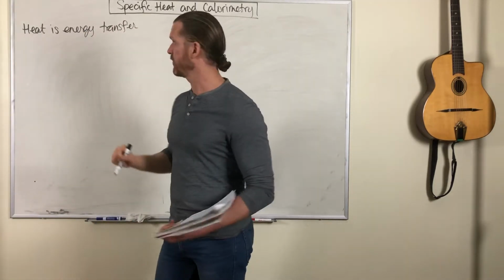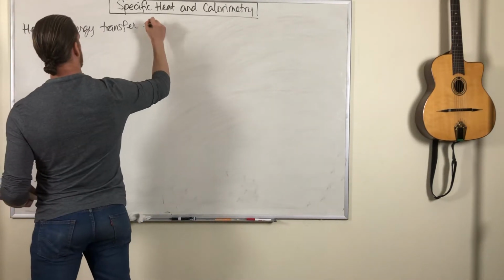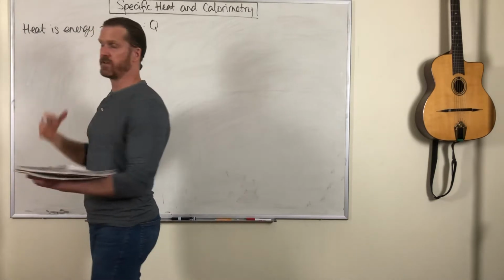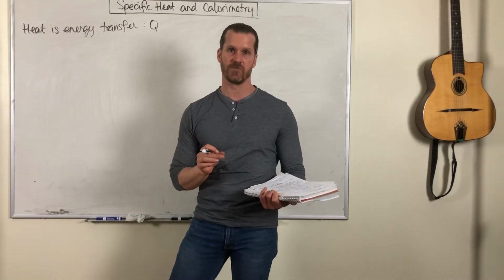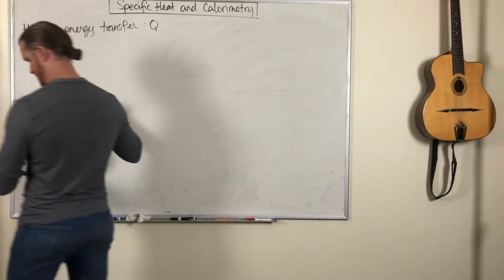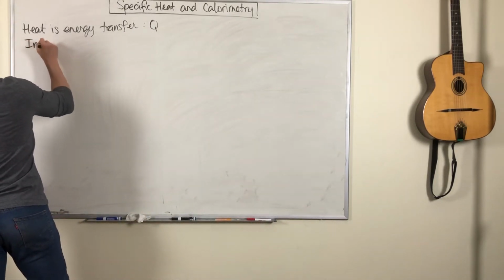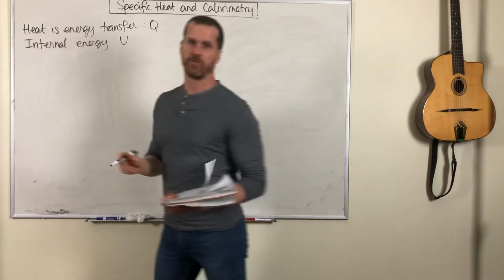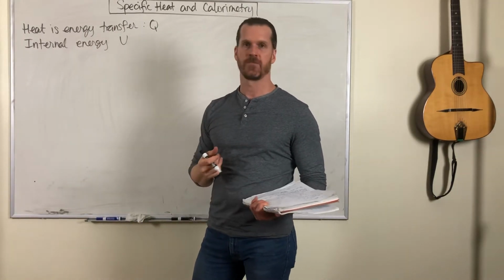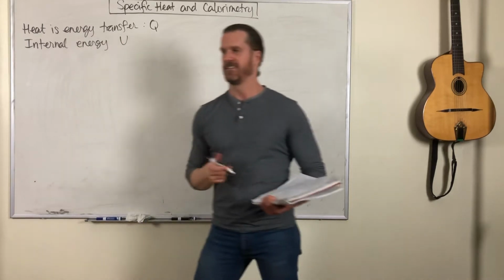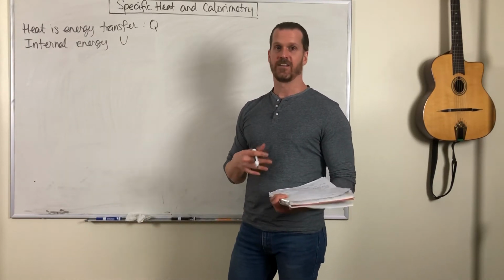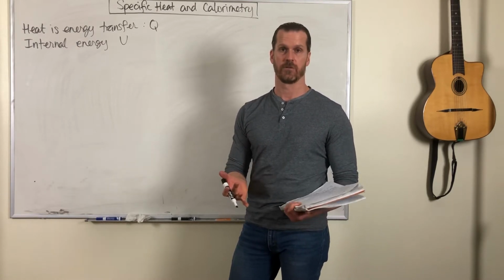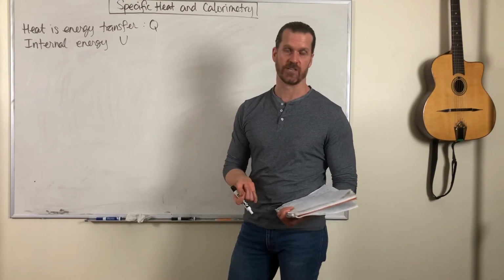So heat is energy transfer, and we use the symbol Q to represent the amount of energy transferred by heat. And when an energy transfer occurs, that changes an object's internal energy. We use the symbol U for internal energy. And internal energy is a combination of the internal kinetic energy of an object, its temperature, with the internal potential energy of the object.